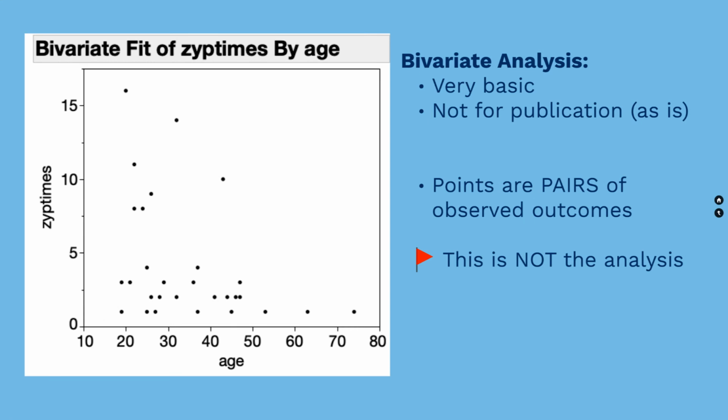Again, you get a very basic, not for publication as is figure. You have your outcome on your y-axis, your x or predictor on your x-axis. These points are pairs of observed outcomes. And again, this is not the analysis. Using the red drop down in JUMP, you need to ask JUMP to give you the correlation.